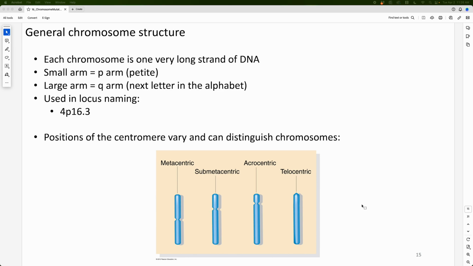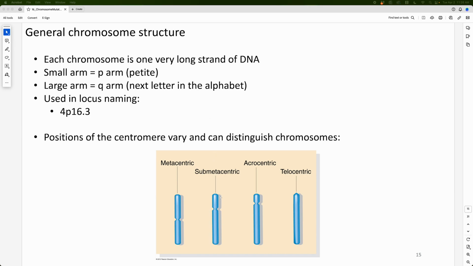Each of our chromosomes, when it's condensed and observable during cell cycle divisions like mitosis and meiosis, you can see the location of the chromosome centromere as well as the length of the overall chromosome. We can divide the chromosome into the small arm and the large arm. The small arm is named P for petite. The large arm is named Q, which is very creatively named. It's the next letter in the alphabet.